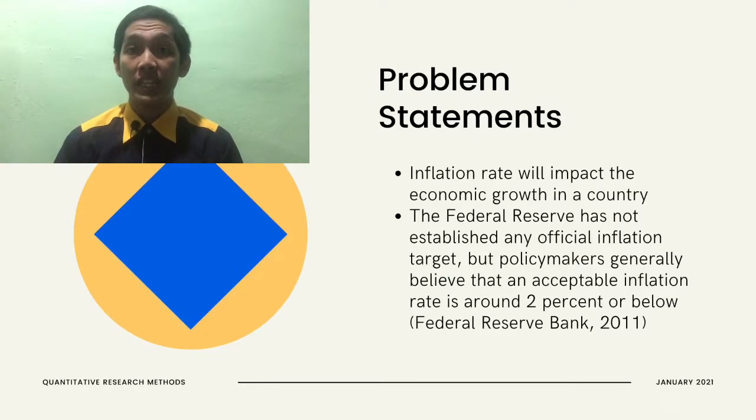Moving to the problem statements, inflation rate will impact the economic growth in a country. High inflation rate indicates that the country is facing higher price of goods and services, higher living costs, higher cost of raw material but lower purchasing power. Inflation will not only impact individuals but also firms as well as banks in a country. The Federal Reserve has not established any official inflation target, but policymakers generally believe that an acceptable inflation rate is around 2% or below, by Federal Reserve Bank 2011. So to conclude, in this part of problem statements, we are focusing on the country that have more than 2% of inflation rate.